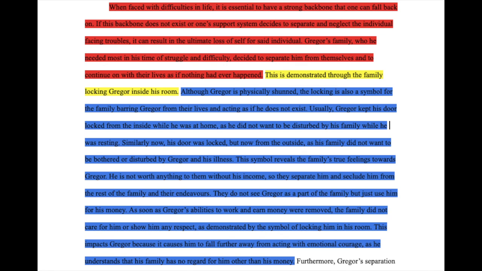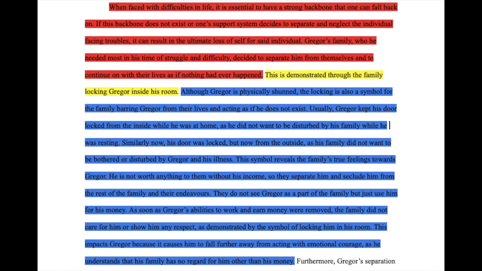This symbol reveals the family's true feeling toward Gregor. He is not worth anything to them without his income, so they separate him and seclude him from the rest of the family and from their endeavors. They do not see Gregor as part of the family, but just use him for his money. As soon as Gregor's ability to work and earn money was removed, the family did not care for him or show him any respect, as demonstrated by the symbol of locking him in his room. This impacts Gregor because it causes him to fall further away from acting with emotional courage, as he understands that his family has no regard for him other than his money.